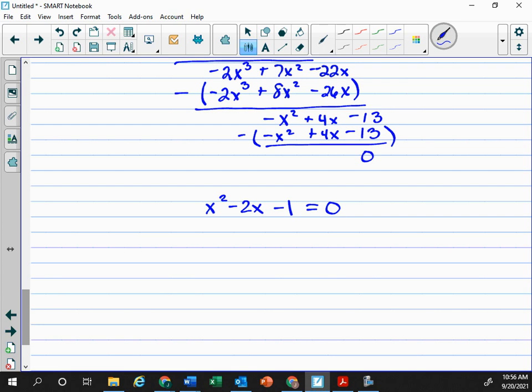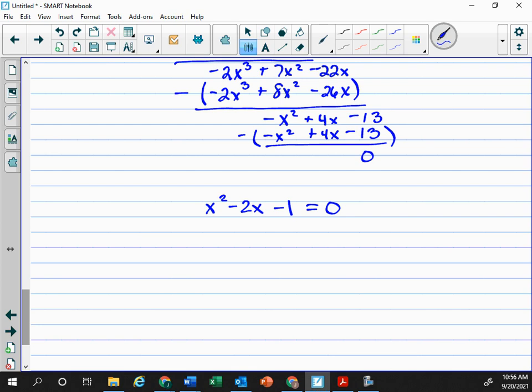Because if you do -1 and +1, you don't end up with -2. And -1 and -1 doesn't actually give you -1. It does not factor. So now what? Do you have any other ways to solve?